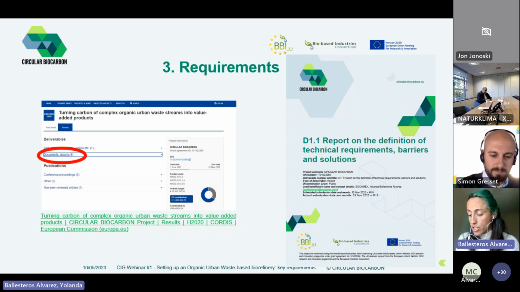And I strongly suggest you take a look at the deliverable, as it contains interesting information which can be useful as a starting point when targeting the establishment of a biorefinery.